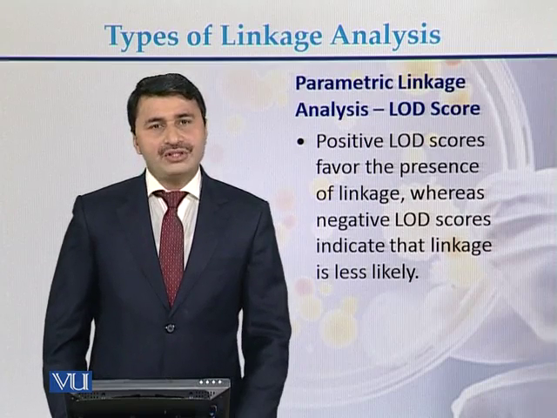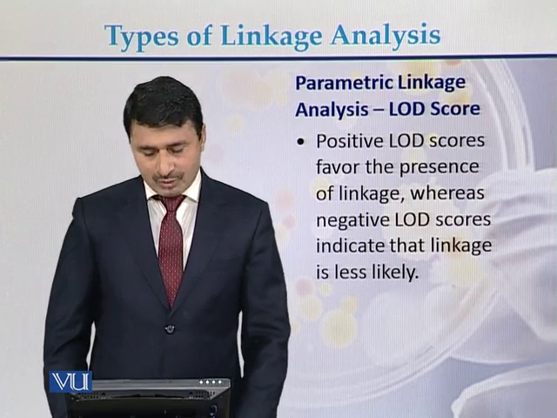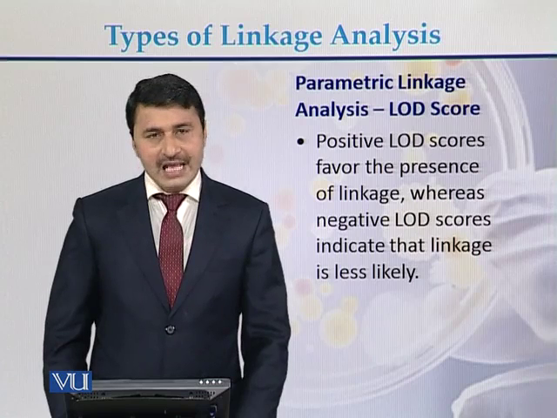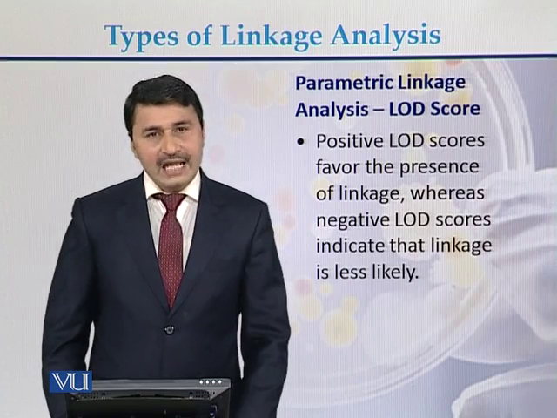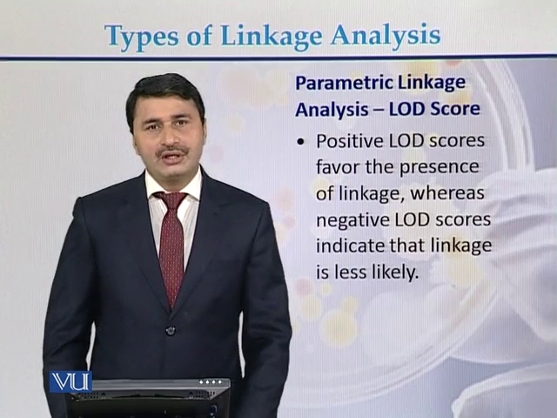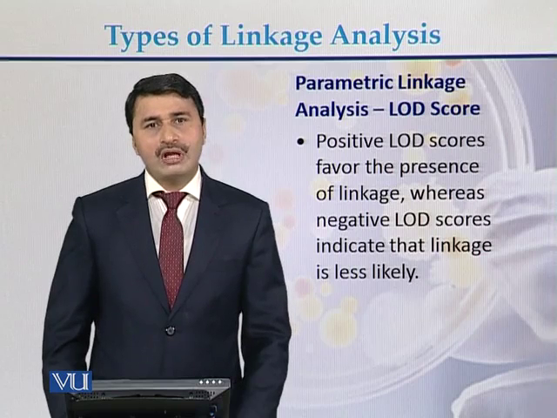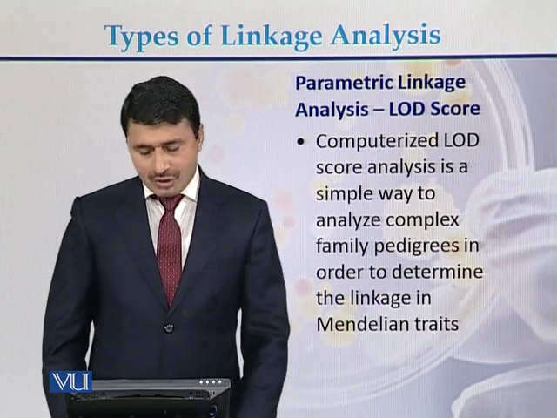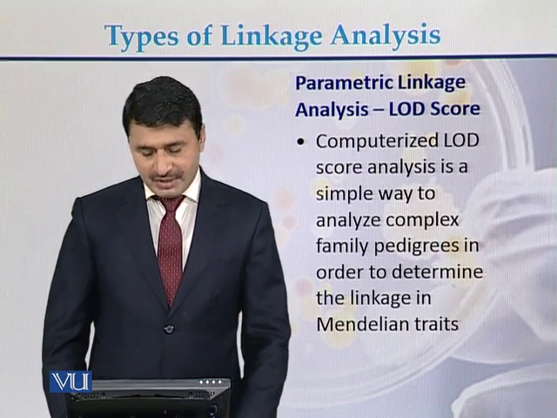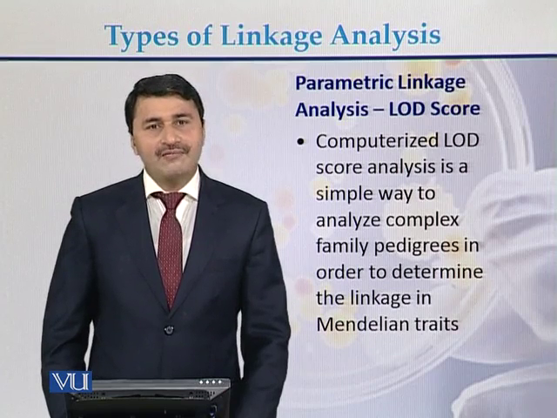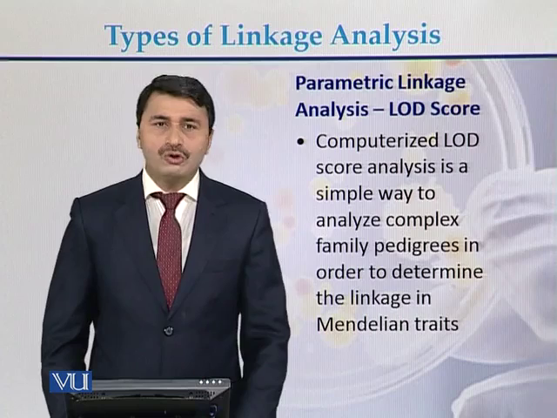In the case of parametric linkage analysis, the LOD score is calculated. A positive LOD score favors the presence of linkage, while a negative LOD score tells that there is likely to be less linkage. So based on the positive and negative LOD scores, linkage analysis is confirmed. Computerized LOD scores are calculated, which is a simple way to analyze complex family pedigrees in order to determine whether there is linkage or no linkage.